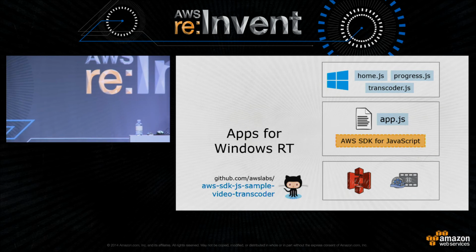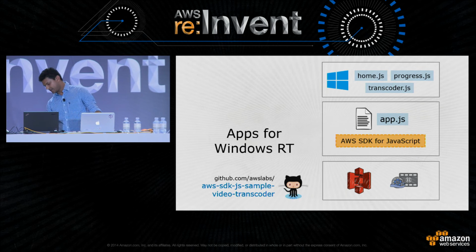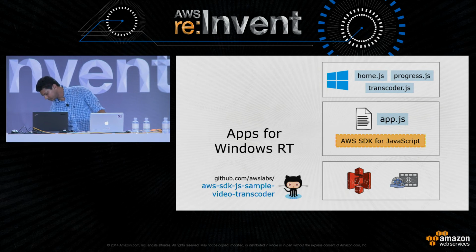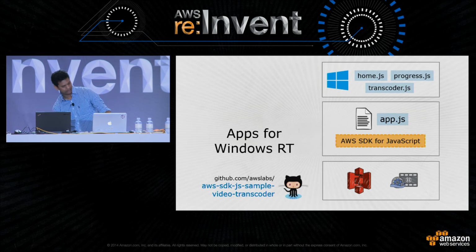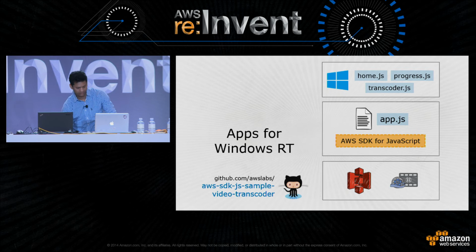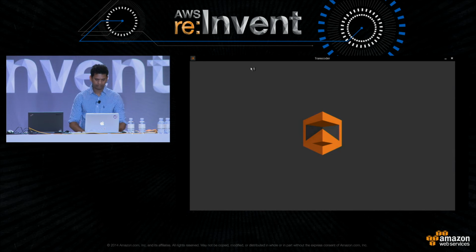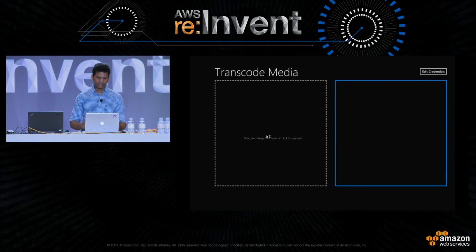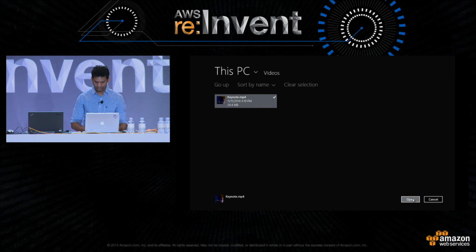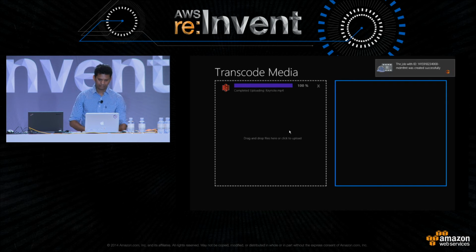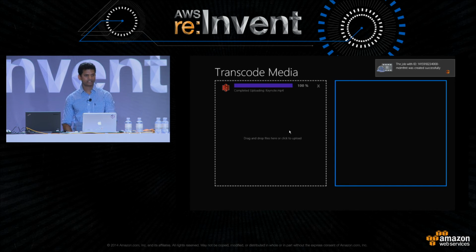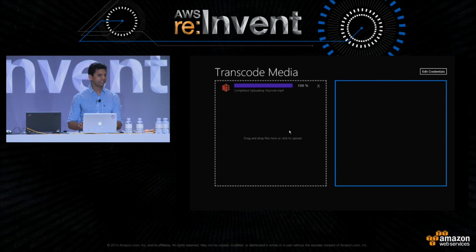The last demo I have lined up for you is an application for Windows RT. So the UI looks fairly similar. You see progress notifications, you see toast notifications, and this is actually running on a Windows machine. This is a Windows 8 application running on a Windows machine.